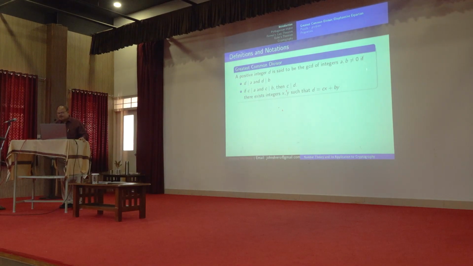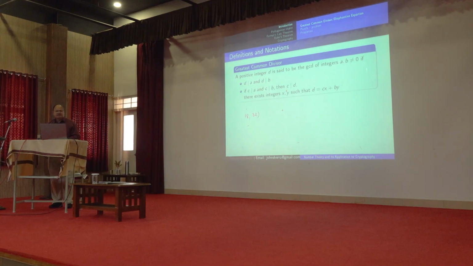And this GCD idea you already know, but I require one thing: how to write the GCD as a linear combination of other elements. For that we are using Euclid's algorithm. If I take 18 and 32, you know that the GCD is 2. And how to write this 2 as a linear combination of 18 and 32? For that, we take the Euclidean algorithm like this.